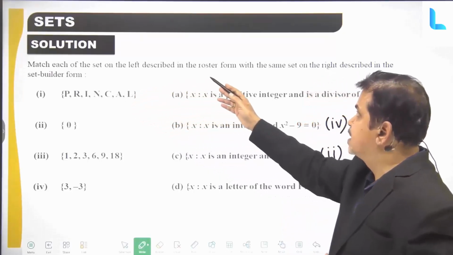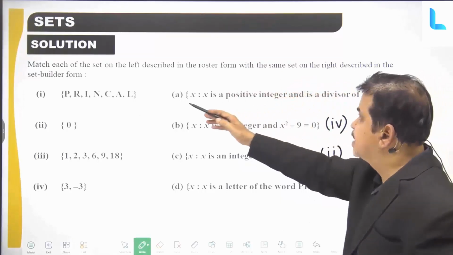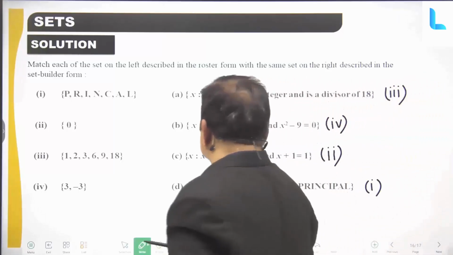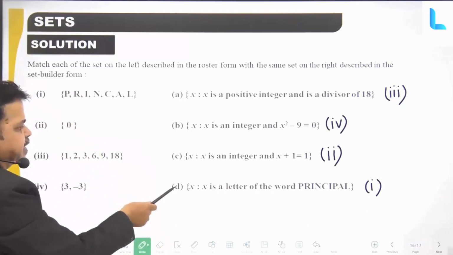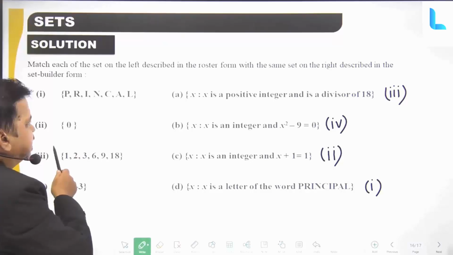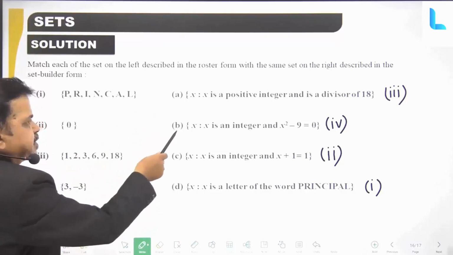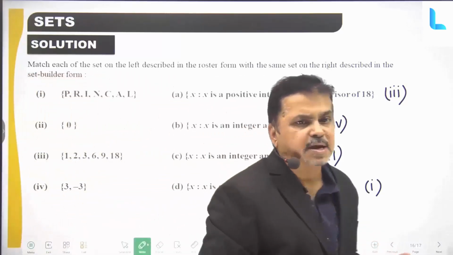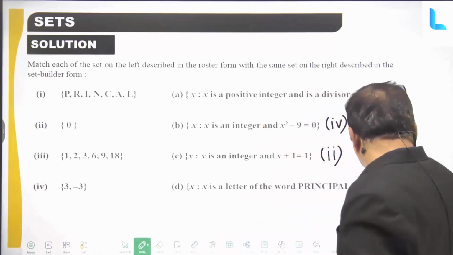Match each of the sets on the left described in the roster form with the same set on the right described in the set builder form. As we have discussed earlier in the previous slide, you can rightly match. So 1 can match with D, 2 can match with C, 3 can match with A, and 4 can match with B, so that you are able to understand how to define sets in roster form and in set builder form.